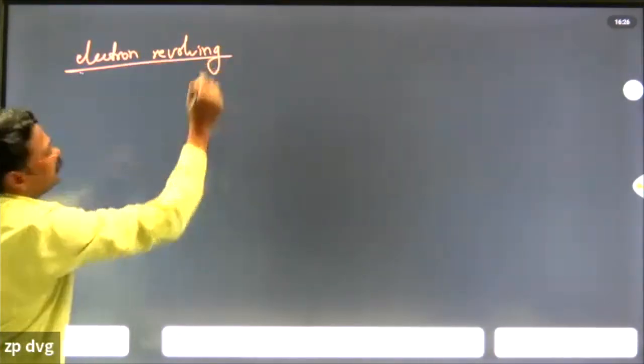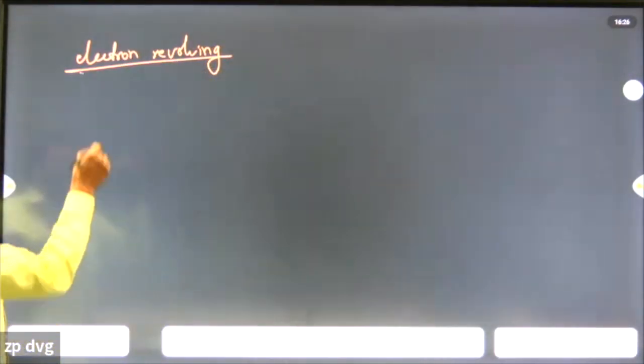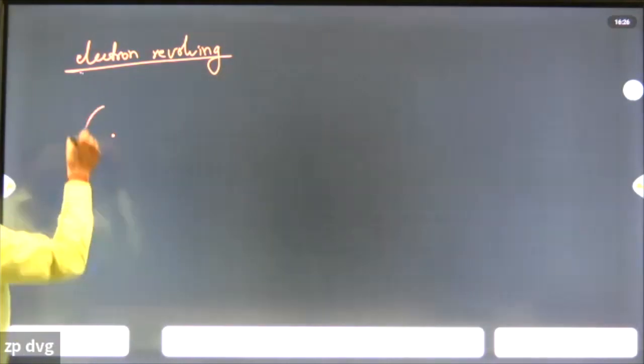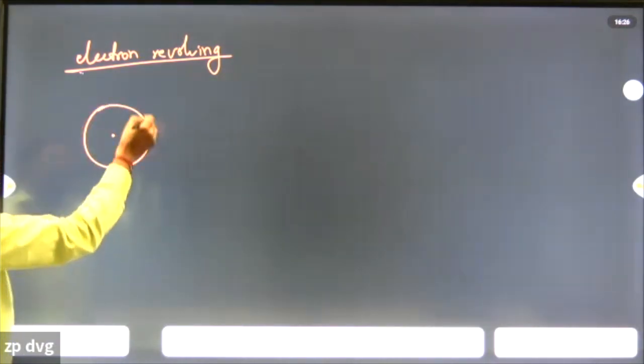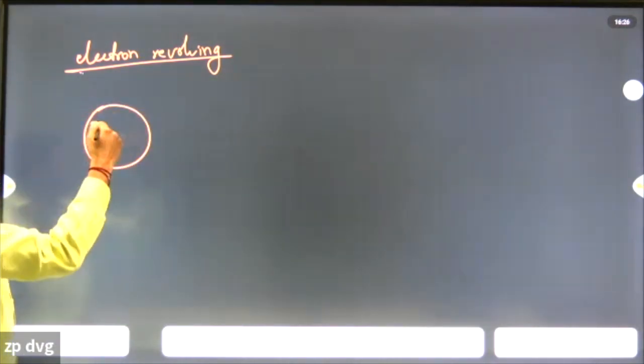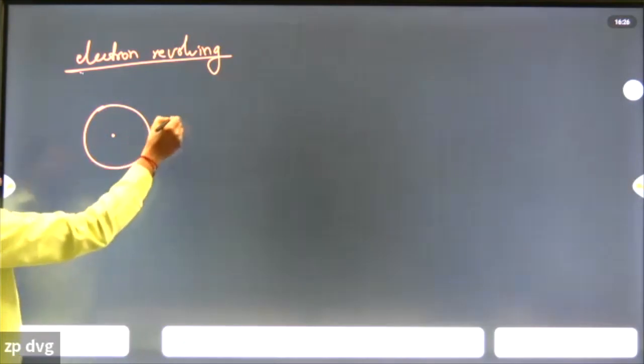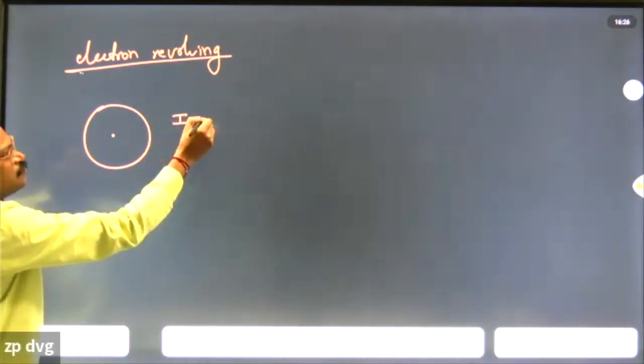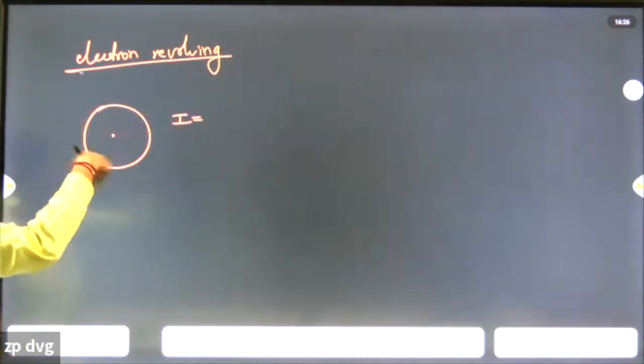Right, now let's take the next example. An electron that is revolving produces electric current. Let's say this is the nucleus and an electron is revolving around the nucleus, and this continuous revolution of the electron is a flow of charge. That flow of charge results in current. Let us see the expression for current associated with the revolution of the electron.